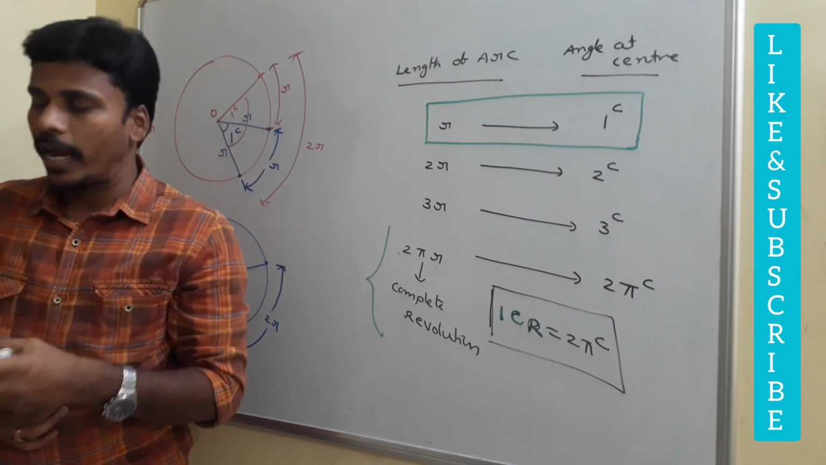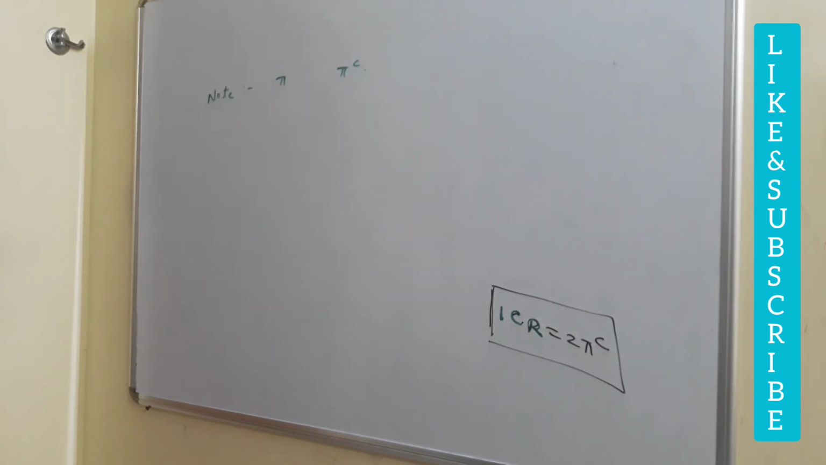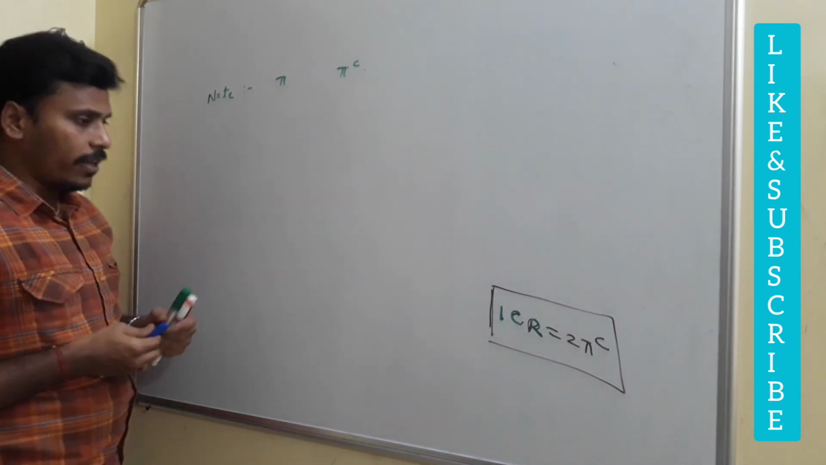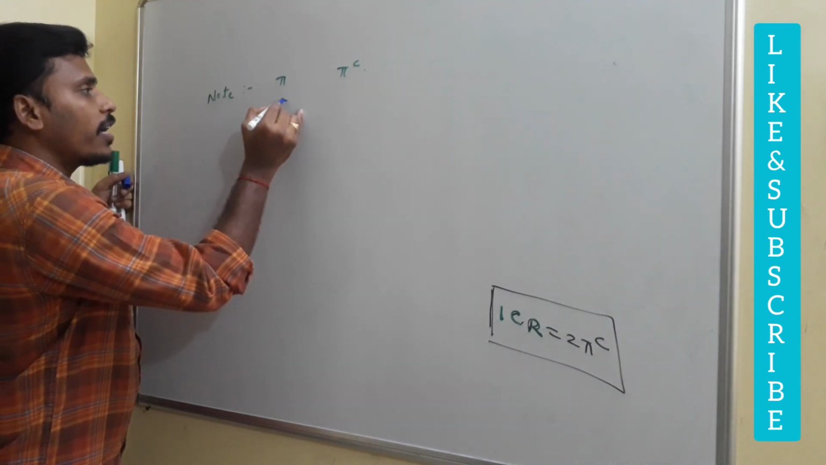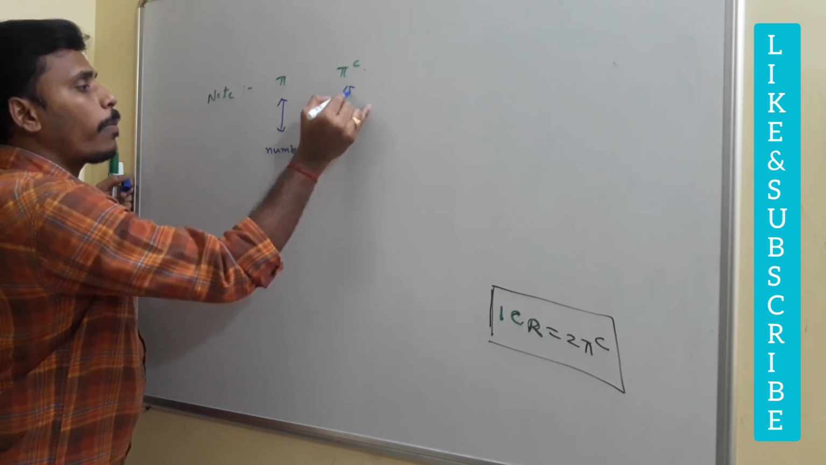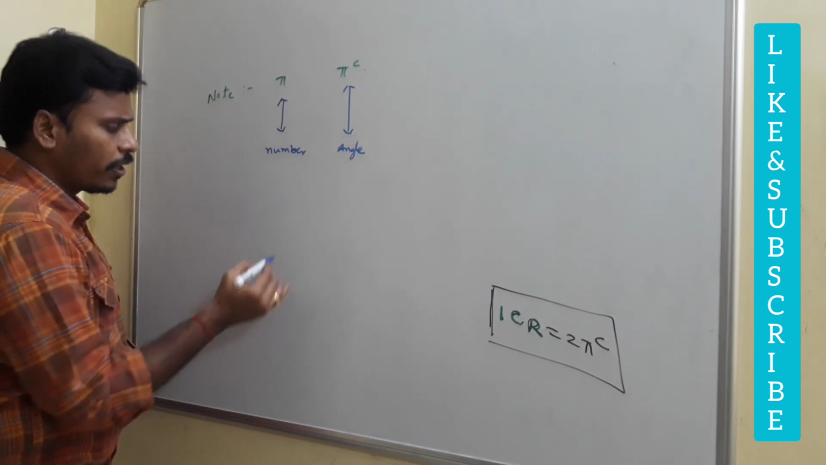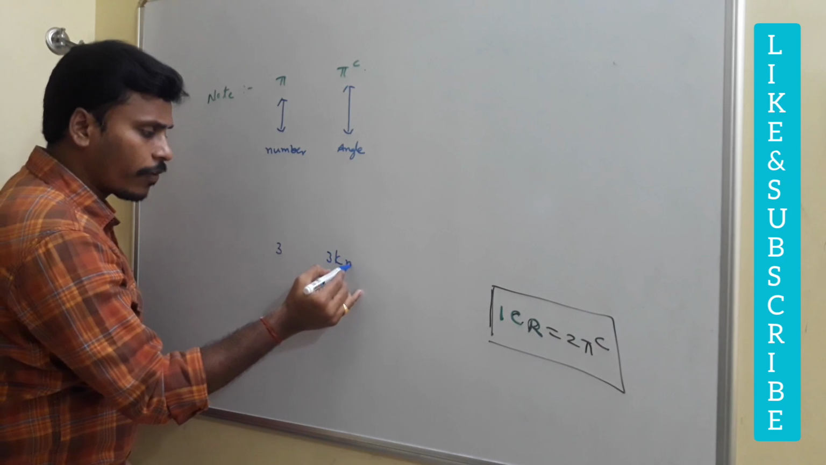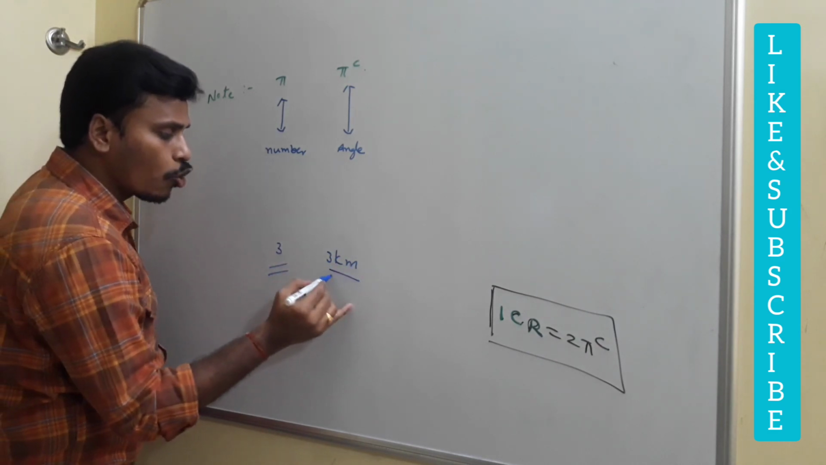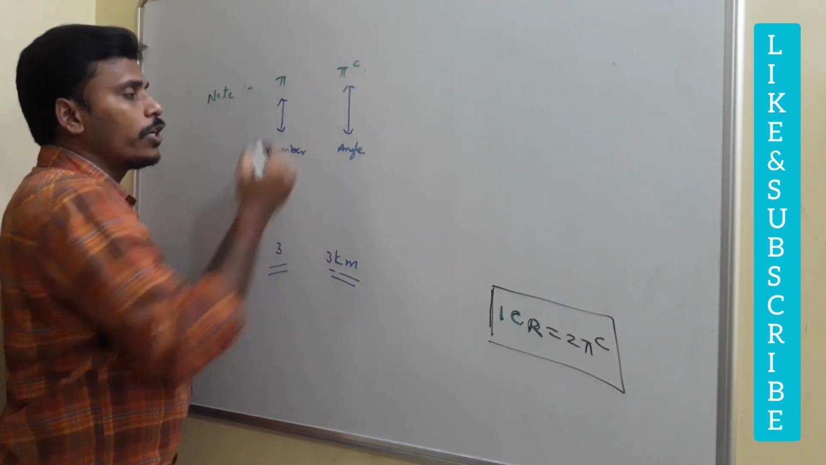I will give you another idea related to these systems of angles. What is the main difference between pi and pi radians? Think about it. Pi is just a number, whereas pi radians is an angle. Is it right? Just like 3 and 3 kilometers. Is there any difference? 3 is a number, 3 kilometers is a distance. Just like the unit kilometer, here we have the unit radian.